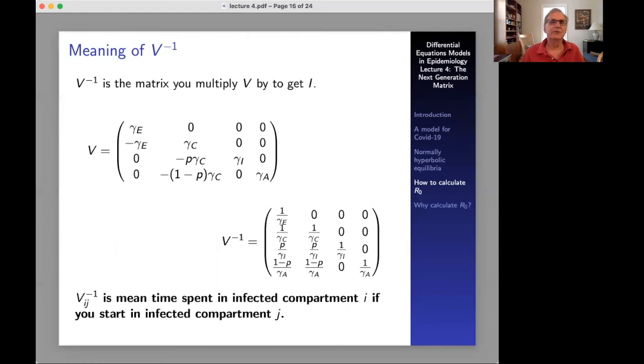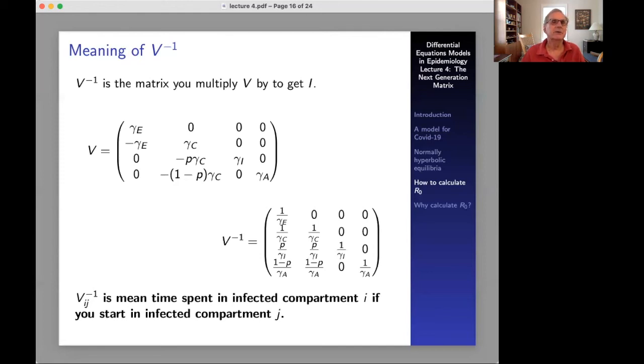We're gradually building up to defining the next generation matrix. We haven't got there yet. The next generation matrix makes use of V inverse. So what is V inverse? You've probably encountered it in the linear algebra class. If you haven't, V inverse is the matrix that you multiply V by to get I.